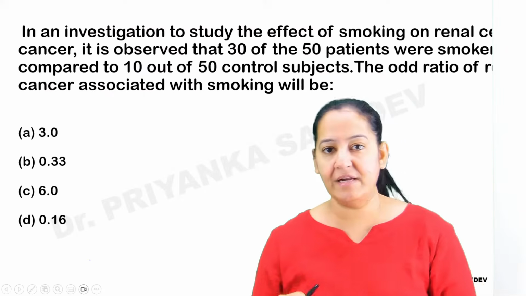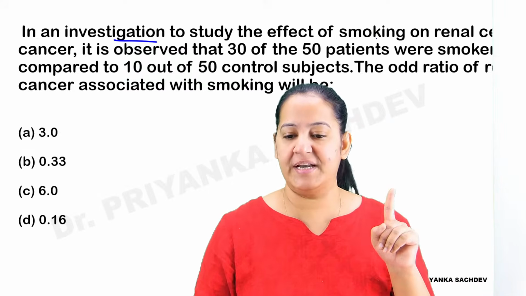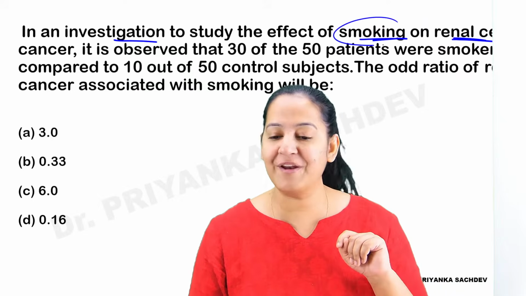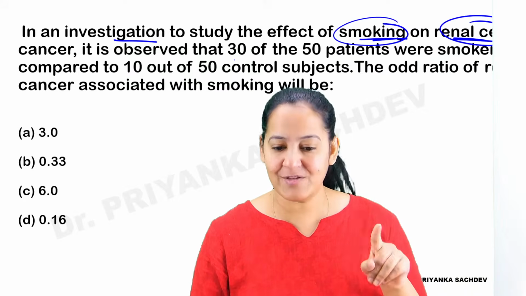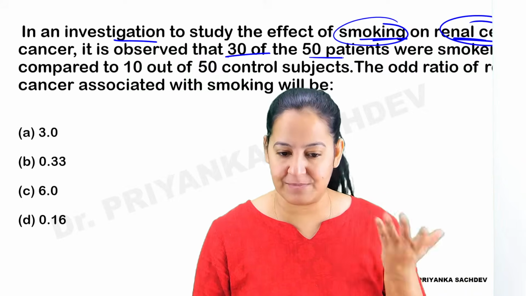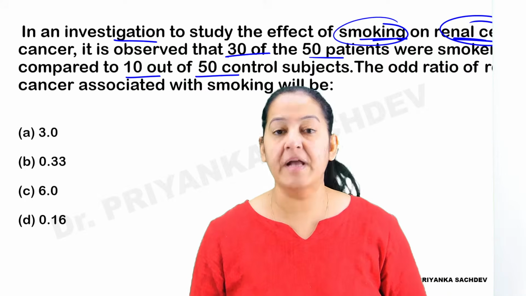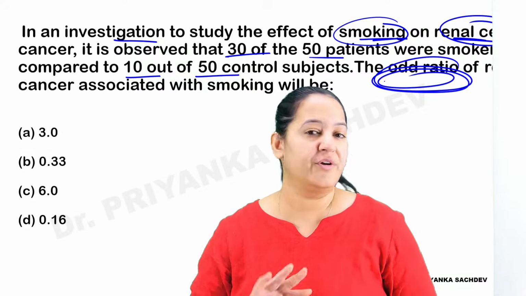Okay, now one numerical we will solve based on this. In an investigation to study the effect of smoking on renal cancer, we are seeing this effect of smoking not on lung cancer, but on renal cell carcinoma, the kidney cancer. It is observed that 30 out of 50 patients were smokers as compared to 10 out of 50 control subjects. You got my point? So here, whenever you get such type of question and they are asking to calculate the odds ratio, you cannot do it directly.